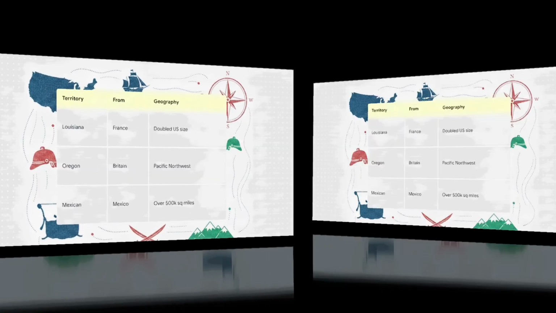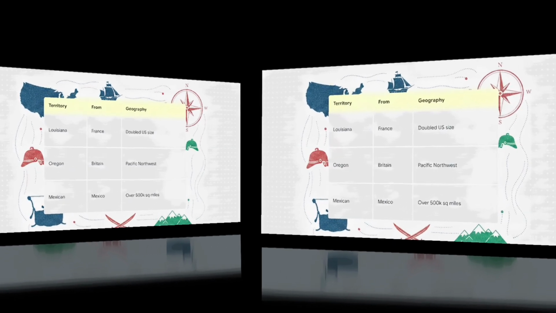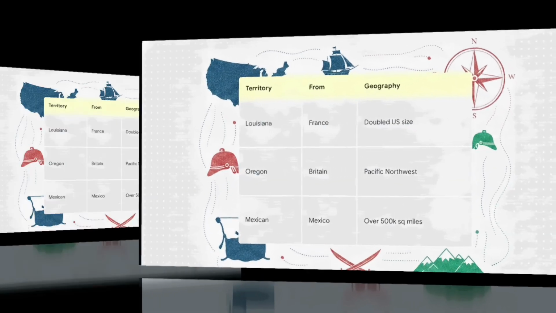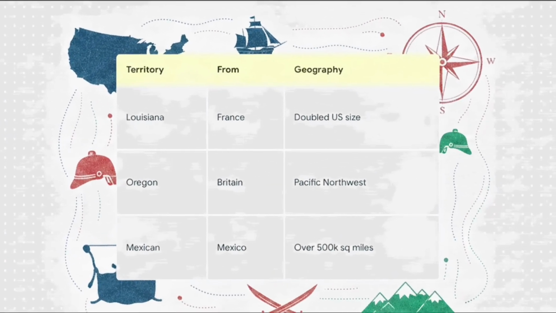It's honestly mind-blowing how much territory was gained in just a few decades. Thomas Jefferson doubled the entire nation's size with the Louisiana Purchase from France. Then, the U.S. peacefully acquired the Oregon Territory from Britain, and through war, took over 500,000 square miles, including California, from Mexico. This effectively pushed the American frontier all the way to the Pacific Ocean in a remarkably short amount of time.